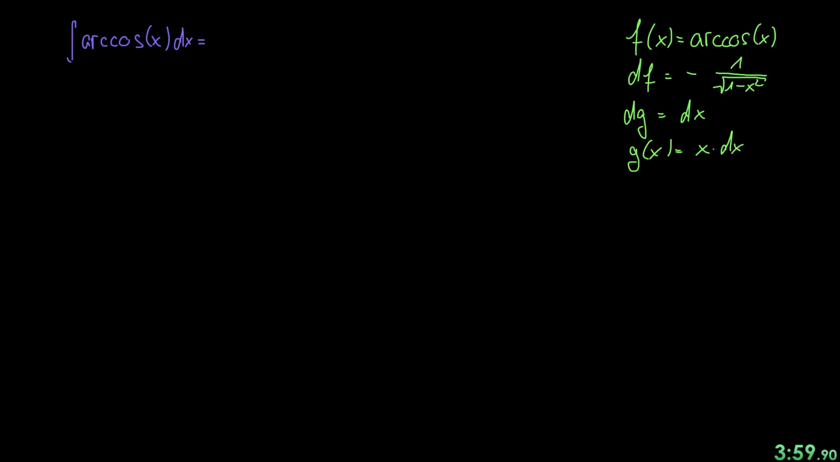Okay, so we're going to plug this in. F times g minus the integral of g df. So we have x times the inverse cosine of x minus the integral of x times, let me put that minus in the front and make this a plus, 1 over the square root of 1 minus x squared dx.